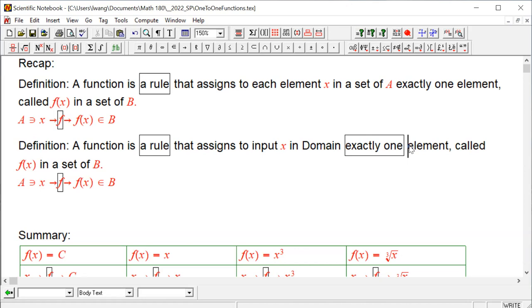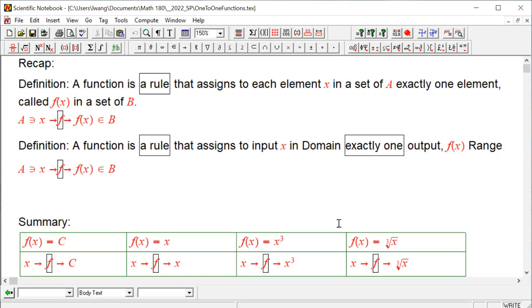We have learned about output, so I'm going to replace element by output. Exactly one output called f of x. We can remove the word called. In the set of B, can we replace this phrase by another word? Yes, in the range.